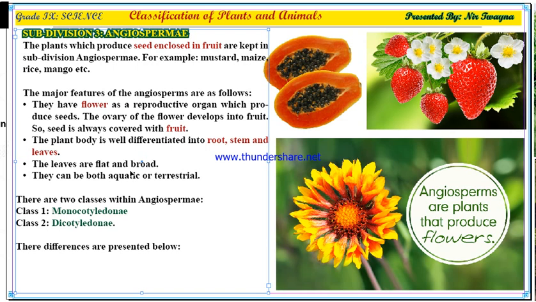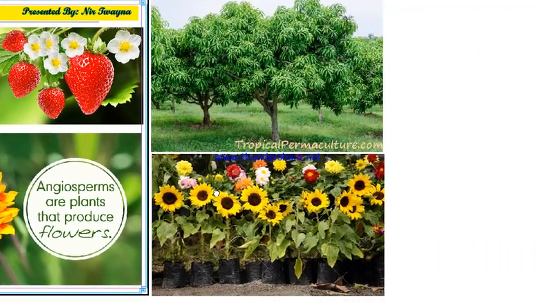The leaves are flat and broad, and they can be both aquatic and terrestrial. What about their leaves? They don't have needle-like leaves. Needle-like leaves are the characteristics of gymnosperms. These are just adaptational features. You can see I've got some examples as well.